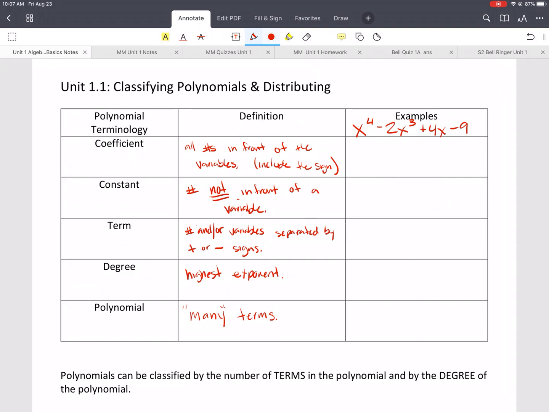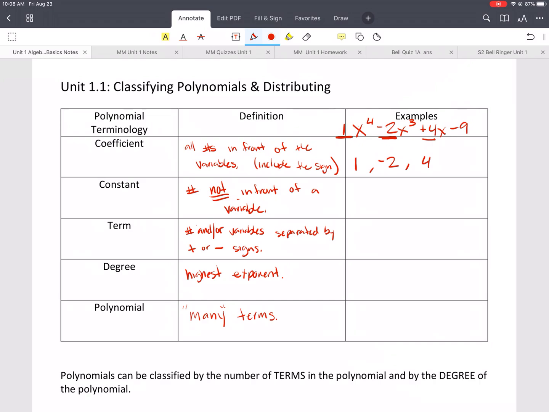Okay, so a coefficient is all the numbers in front of the variables, and you include the sign. So for example, we have -2, that's in front of a variable. 4 is in front of a variable. -9 isn't in front of a variable, okay? And we're missing one more. If we don't see a number in front of a variable, that number is going to be 1. So there would be a 1 here, right? So we have three coefficients: 1, -2, and 4.